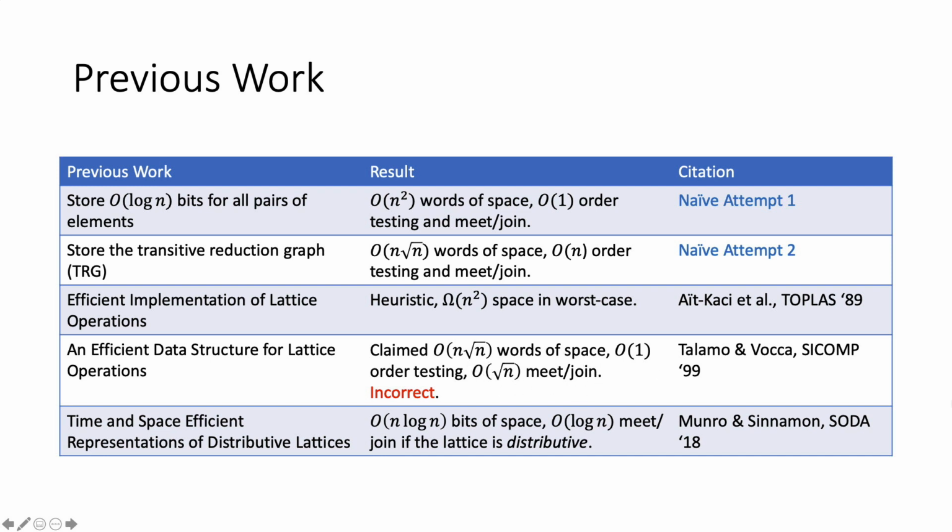Now, there's also been some tangential work by my two co-authors on distributive lattices. And this was in SODA a couple years ago. And they have a data structure that uses n log n bits of space and can compute meets and joins in log n time, where this is only if the lattice is distributive. Clearly, this space bound is below our lower bound for general lattices. However, for distributive lattices, the space lower bound is n log n bits. So this is nearly optimal.